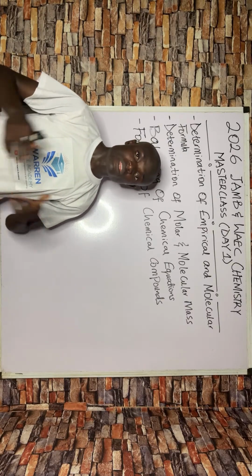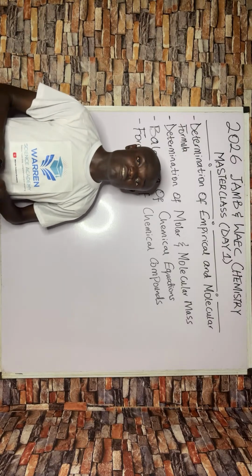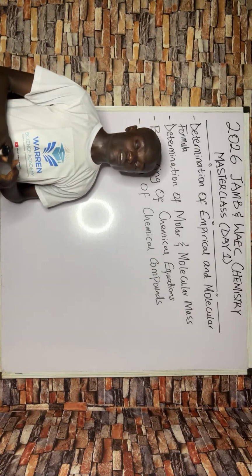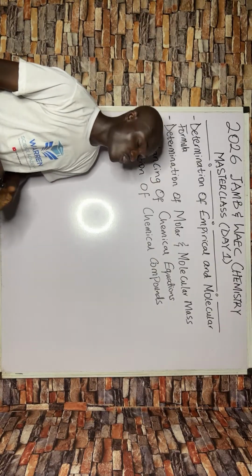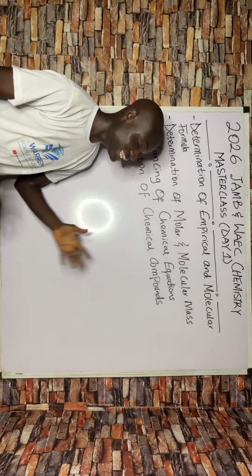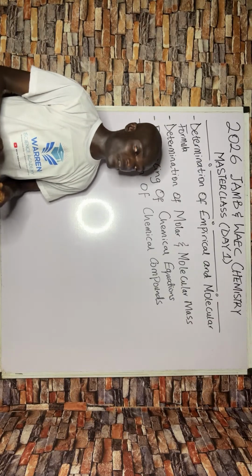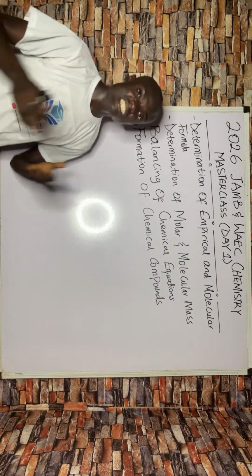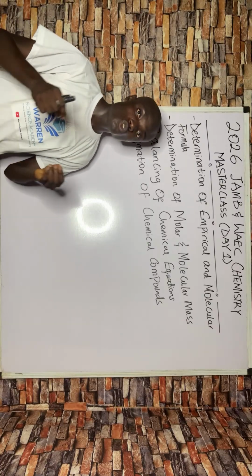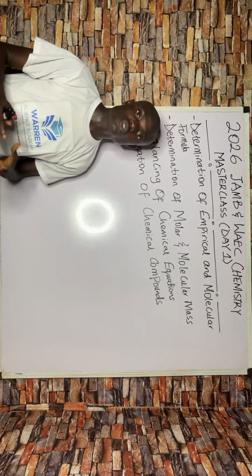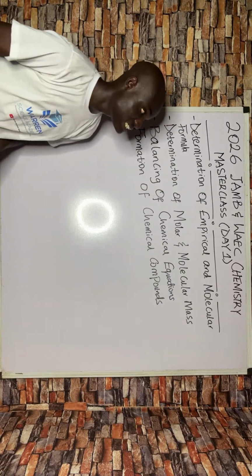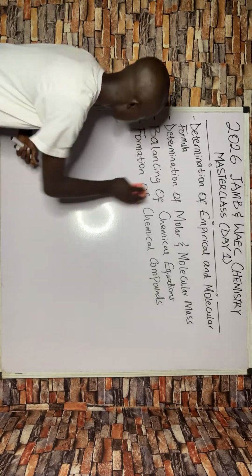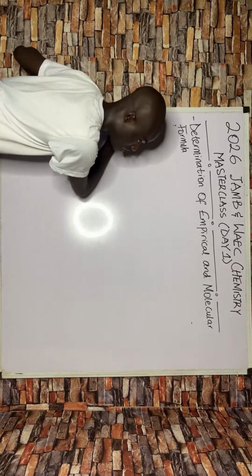Now in the course of this live class, we are going to have the following topics. We look at the determination of empirical and molecular formula, after which we look at determination of molar and molecular mass. Thirdly, we look at how to balance chemical equations, and lastly we look at the formation of chemical compounds. It's my hope that at the end of this live class you should be able to do the following on your own comfortably. So we'll begin this lesson by looking at how to determine empirical and molecular formula.